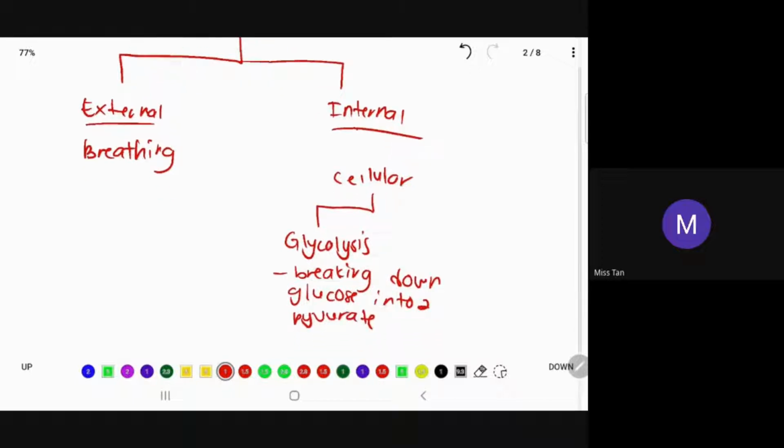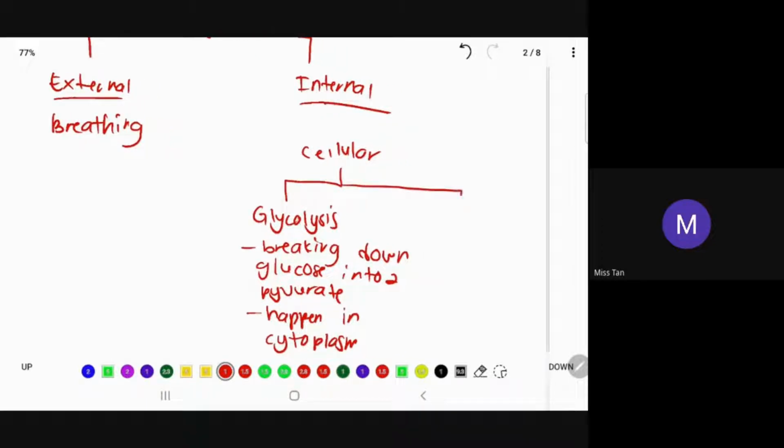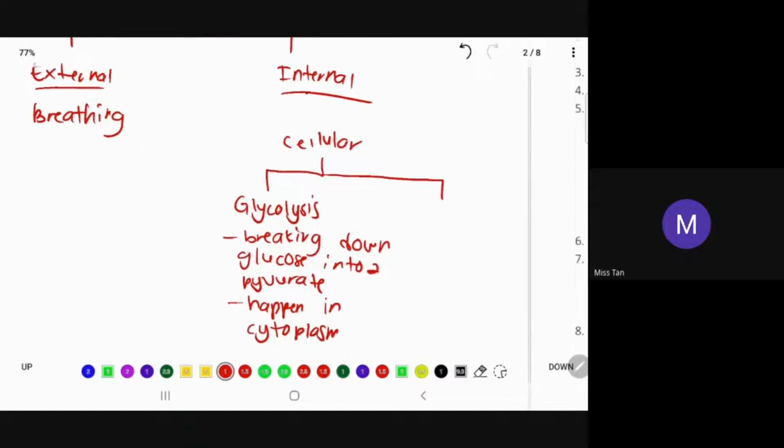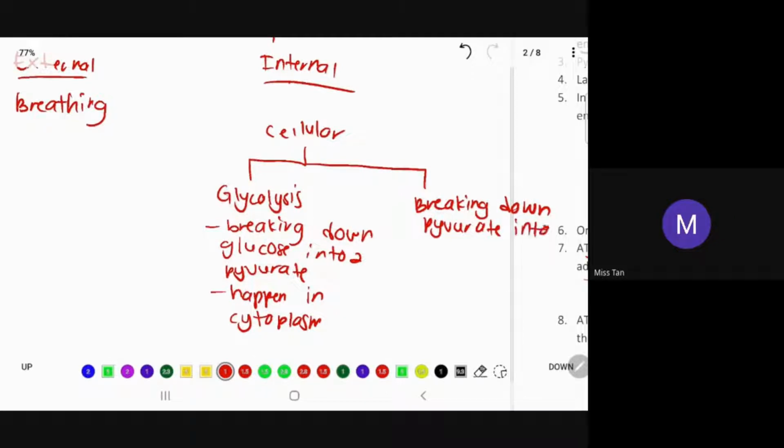After that will be breaking down pyruvate into carbon dioxide and water, and it happens in mitochondria. Glycolysis needs an enzyme, we call it hexokinase.